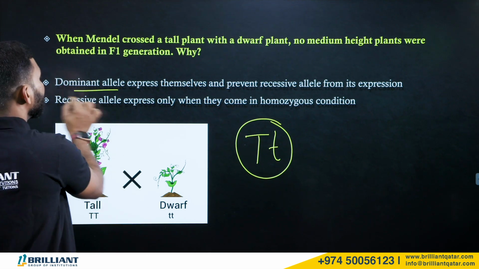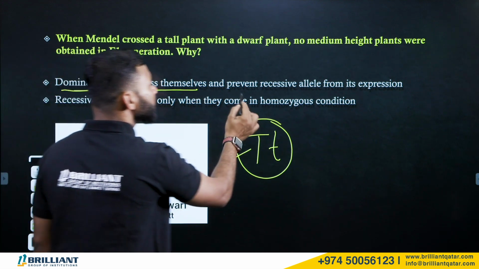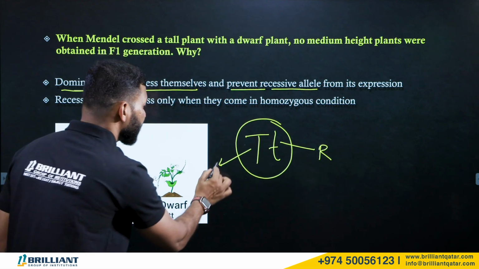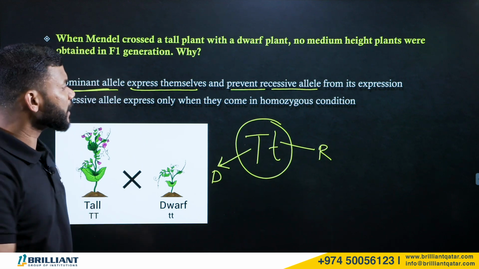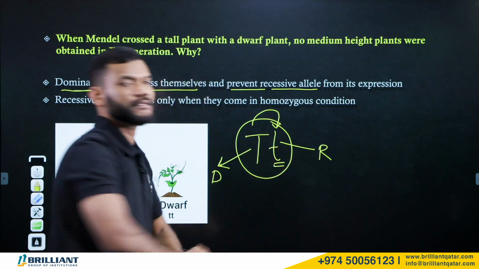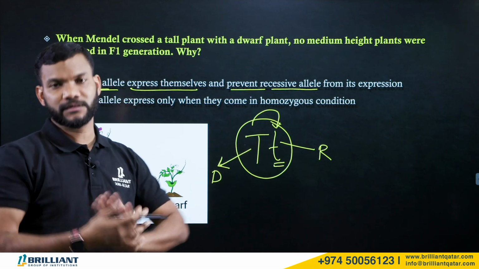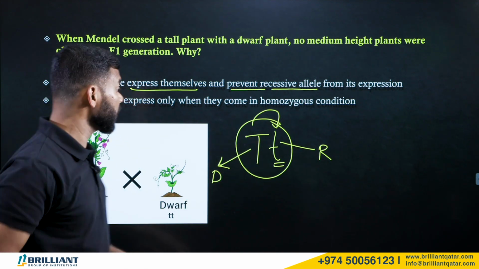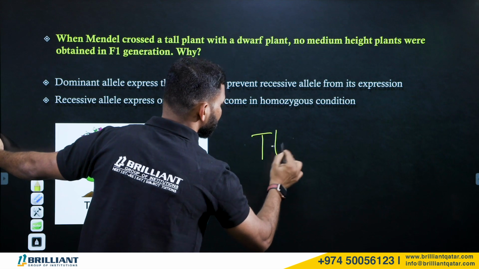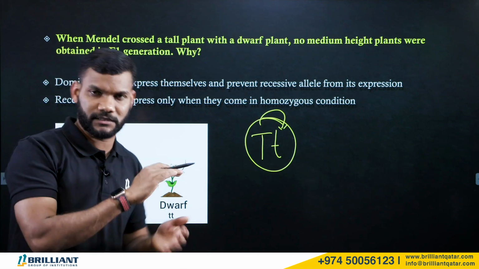Here, dominant allele means our capital T. Capital T expresses itself and prevents the recessive allele. Recessive allele means our small t, and capital T is the dominant allele. Here the dominant allele was completely dominating over the recessive allele. Capital T did not allow the small t to express; it fully masked, fully hid the small t. That is why in the F1 generation only the dominant allele is expressed and the recessive allele is suppressed.